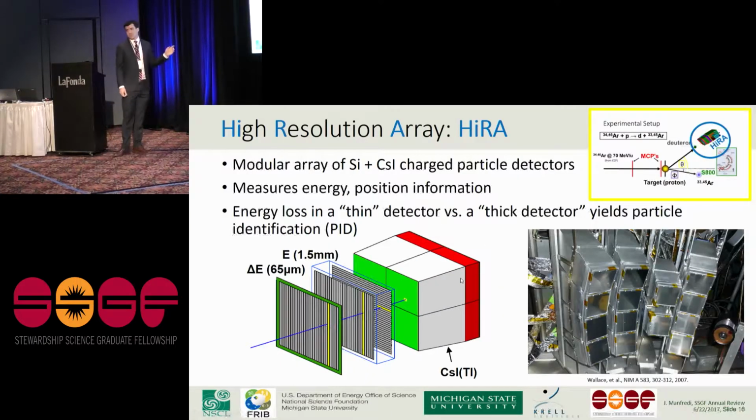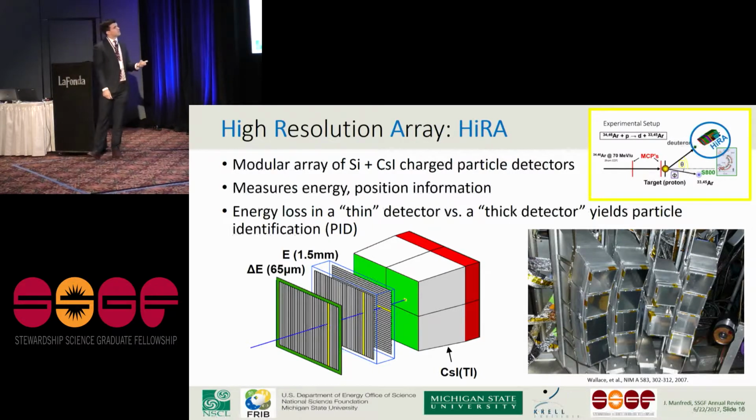First, we have a thin silicon detector, 65 micron thick, segmented into 32 strips, so it's position sensitive. That's what we call the delta E detector. Then behind that, we have a millimeter and a half thick double-sided silicon detector. So there's 32 strips on the front and then 32 strips on the back. So then the coincidence between two strips gives us a 2 by 2 millimeter square pixel where we know the particle passed through. This gives us excellent position resolution.